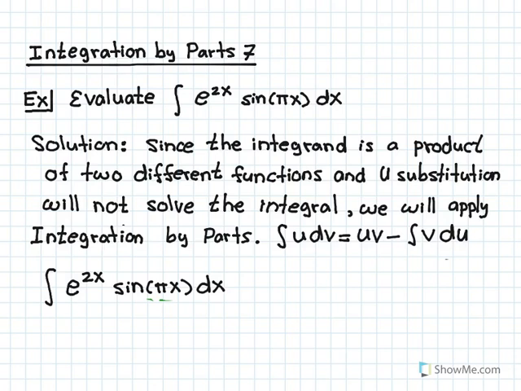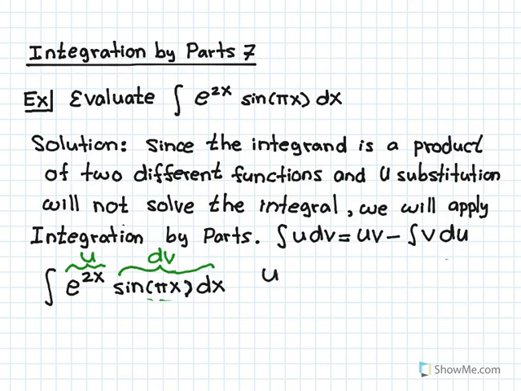Integral u dv is equal to uv minus integral v du. So we're going to let u be equal to e to the 2x. The remainder is going to be dv. dv will be sine of pi x dx. Alright, so let's write that down.